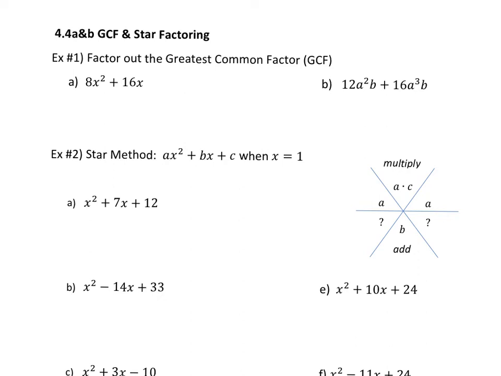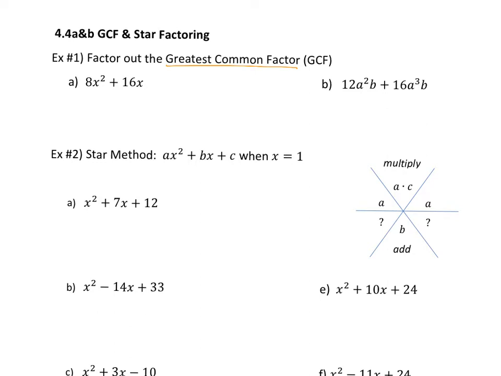Hi guys, this is 4.4a and b, which is GCF, greatest common factor, and star factoring. So first thing we're going to talk about is how you factor out the GCF, the greatest common factor. Notice there's no equal signs here. We're just taking an expression and we're factoring something out of it. We're saying what could we divide all the parts of something by.